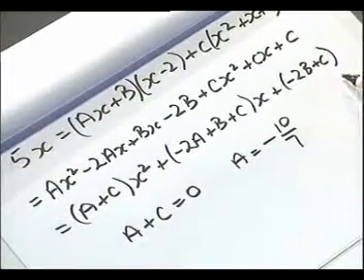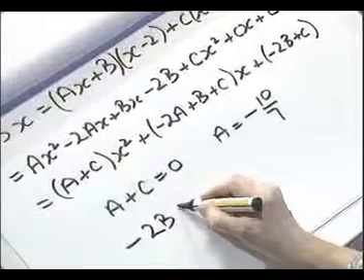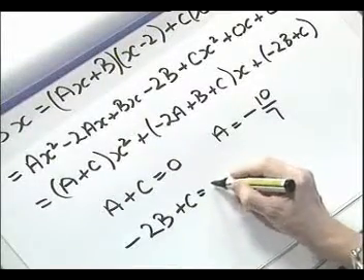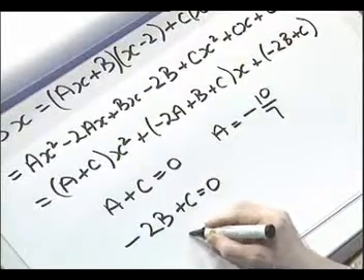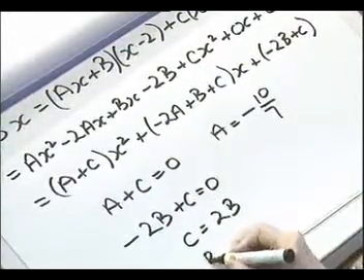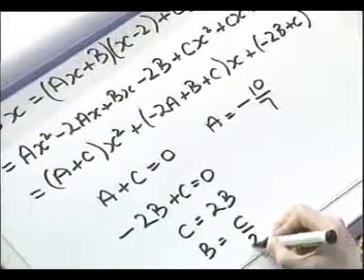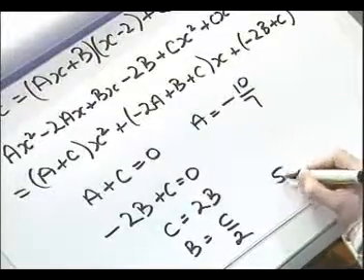The left-hand side also has no constant coefficient, so that means that this expression must be 0. So we say minus 2b plus c equals 0, giving us c equals 2b, or b equals c over 2, which gives us b as being 5 over 7.